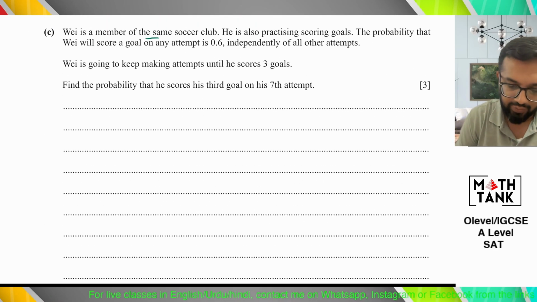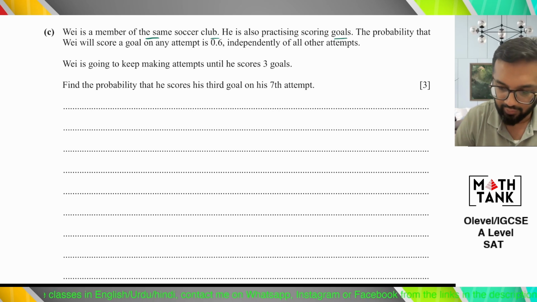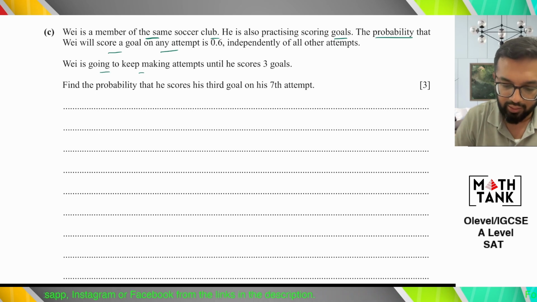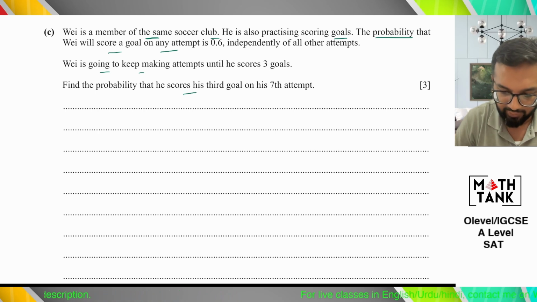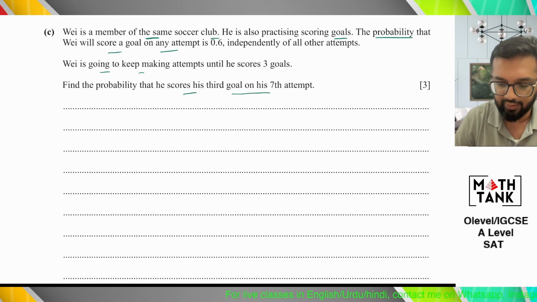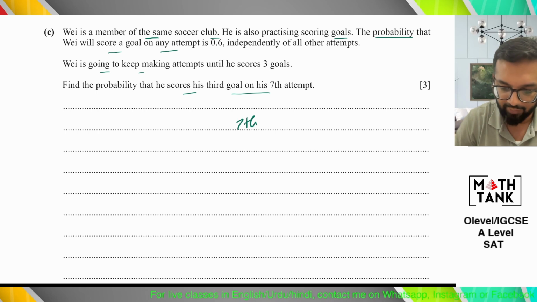Y is a member of the same soccer club. He is also practicing scoring goals. The probability that Y will score a goal on any attempt is 0.6, independently of all other attempts. Y is going to keep making attempts until he scores 3 goals. Find the probability that he scores his third goal on his seventh attempt. I know that the seventh attempt has to be a goal.